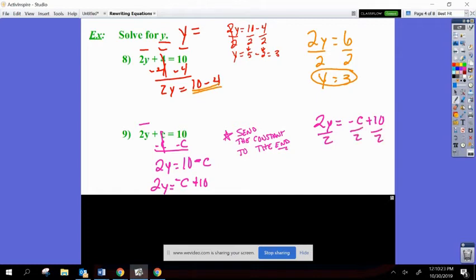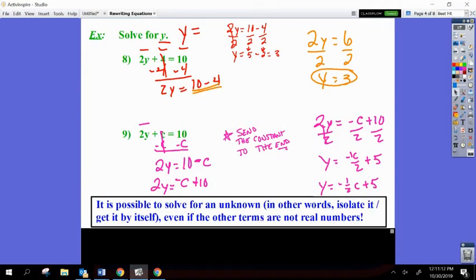Every term gets divided by 2. Y equals negative c over 2 plus 5. Of course, negative c over 2 is negative 1/2 c. So if you see me write negative 1/2 c plus 5, either one of these would be acceptable. This one is better because I put that 1 out front, which was already there. So just negative c, I made it negative 1c. And then I brought the negative 1/2 out in front as a coefficient. Either one's acceptable, but again, technically the one on the bottom is better.